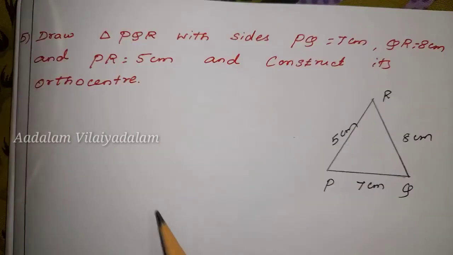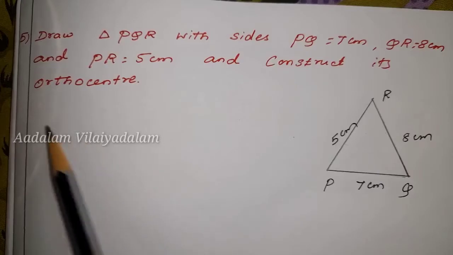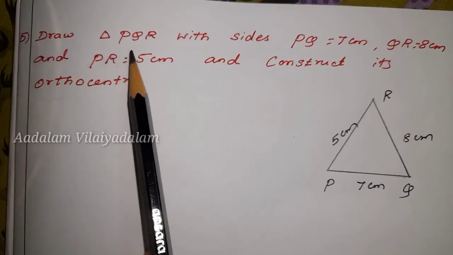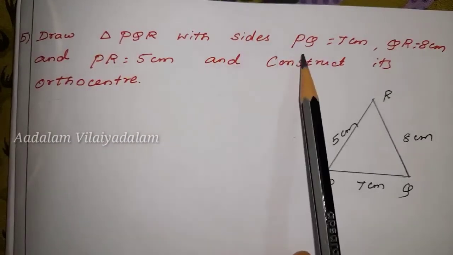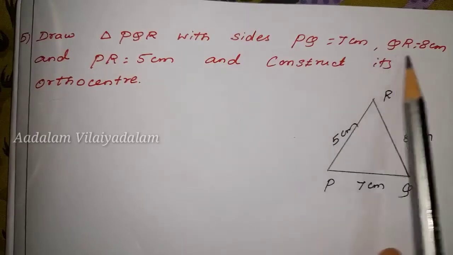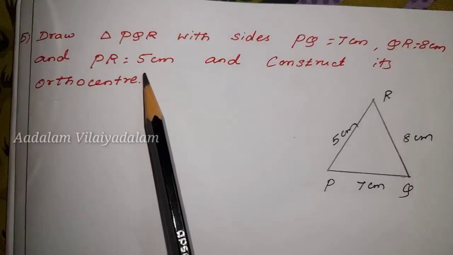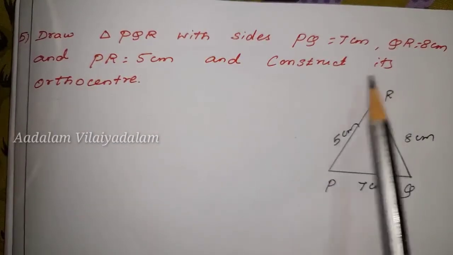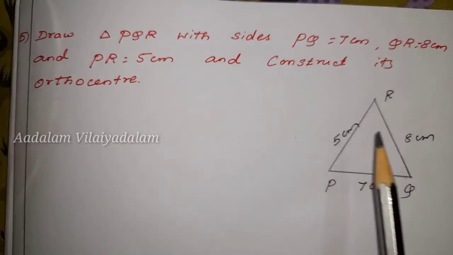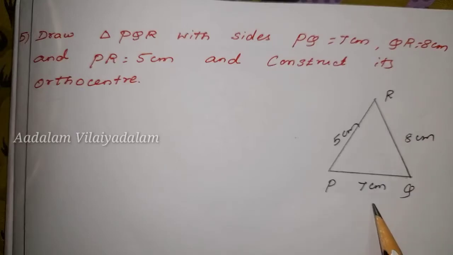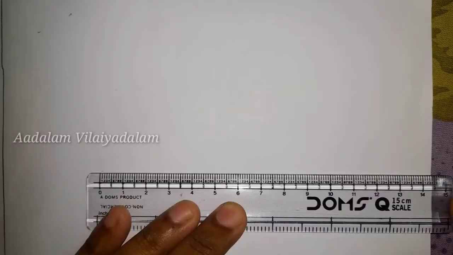Next we are going to learn how to construct the orthocenter of the triangle. Fifth question: draw triangle PQR with sides PQ equal to 7 cm, QR equal to 8 cm and PR equal to 5 cm and construct its orthocenter. Draw a rough diagram and mark the given measurements: PQ 7 cm, QR 8 cm and PR 5 cm. Draw the triangle with the given measurement.